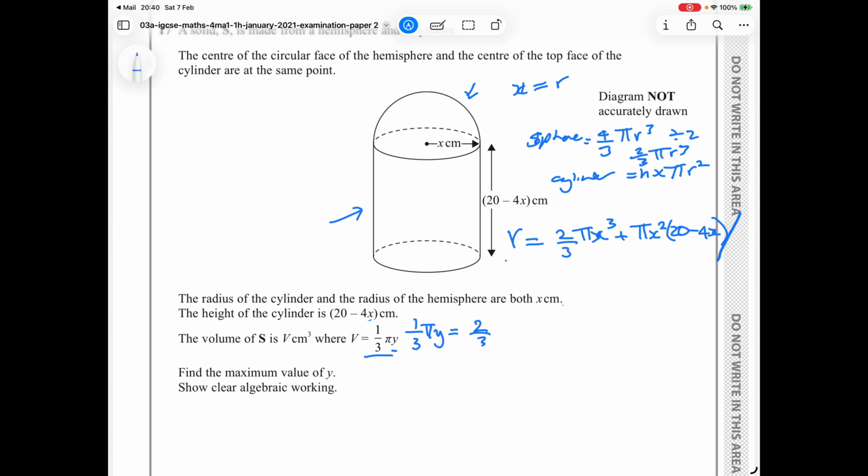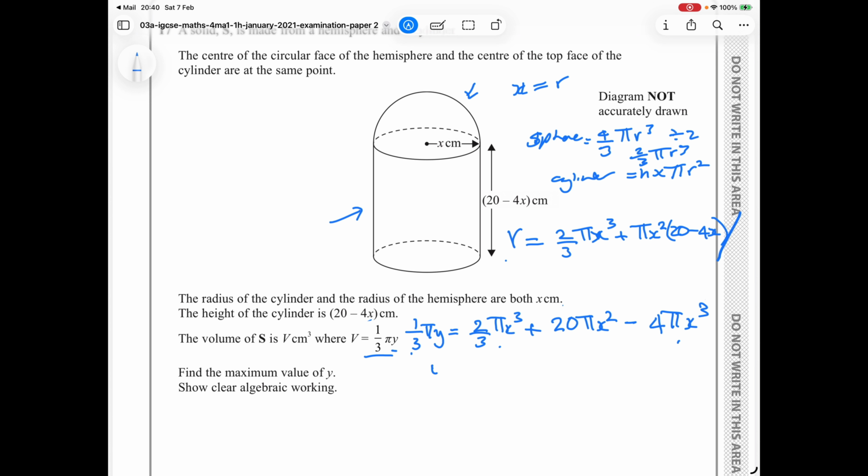So 2/3 pi x cubed plus 20 pi x squared minus 4 pi x cubed. What I'm going to do is times both sides by 3 so that I can get rid of these thirds, and then I'm going to get rid of the pi as well.